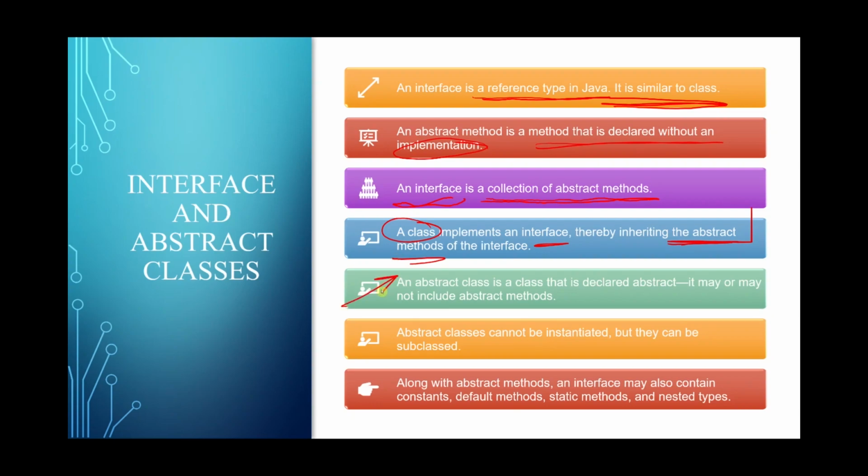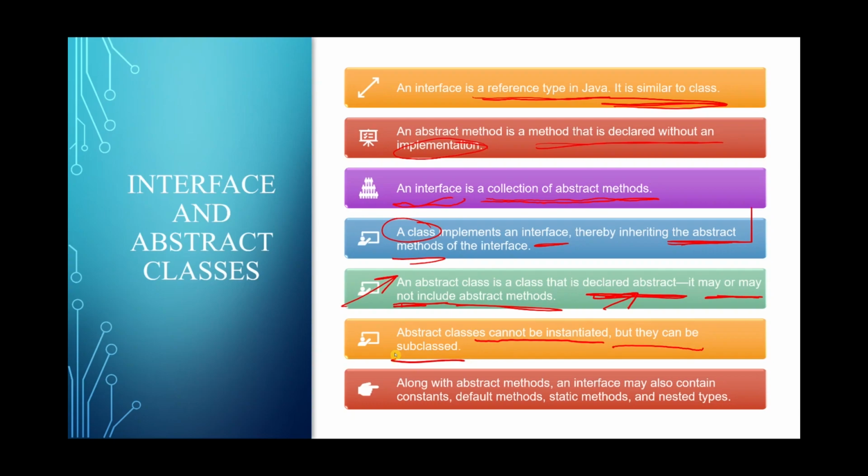And this abstract class is a class that is declared abstract. So it's declared abstract, but it also may or may not include abstract methods. However, if you have a class that includes an abstract method, then you should declare it as abstract. Abstract classes cannot be instantiated. So this is one of the main general rules in Java. An abstract class cannot be instantiated, but it can be subclassed.